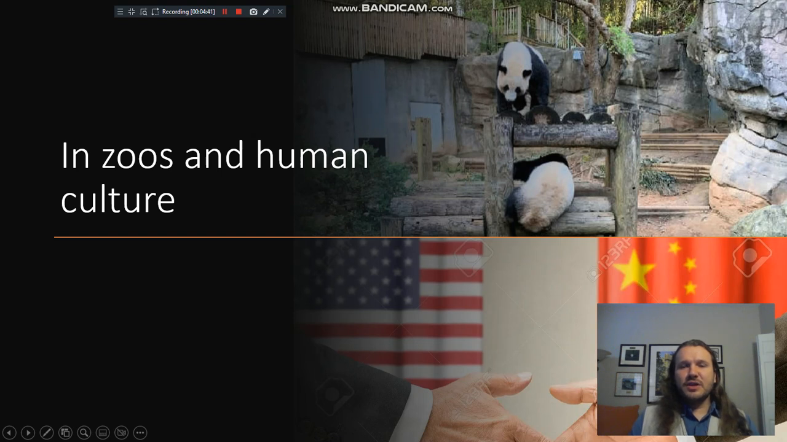In zoos and human culture. Now, in zoos, pandas are basically a major draw of crowds. I mean, one look at this creature and it's hard to not fall in love with them. But did you know that most of the pandas in zoos across the world are only on loan? They are only on loan for a period of 5 years until it's time for them to be sent back to China to breeding facilities, either for breeding or for continuing research.